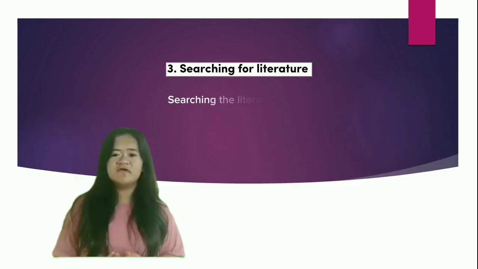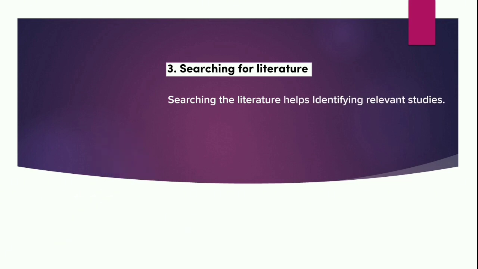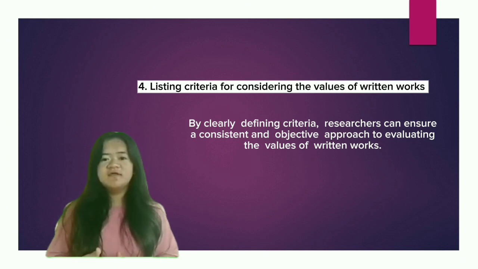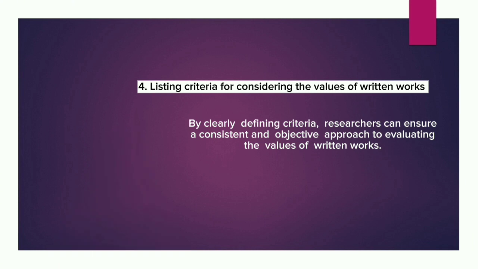The third one is searching for literature. It allows researchers to locate existing evidence and determine the scope and depth of existing knowledge on the topic of interest. Fourth is listing criteria for considering the value of written works. Having predefined criteria helps reduce potential bias in the selection and assessment of studies.